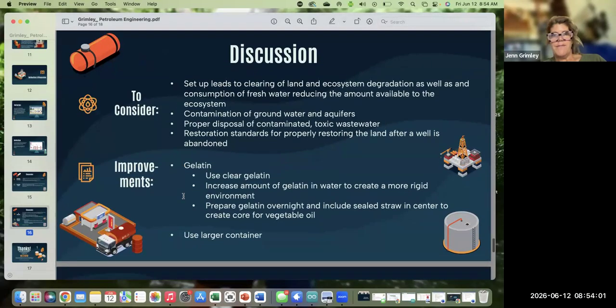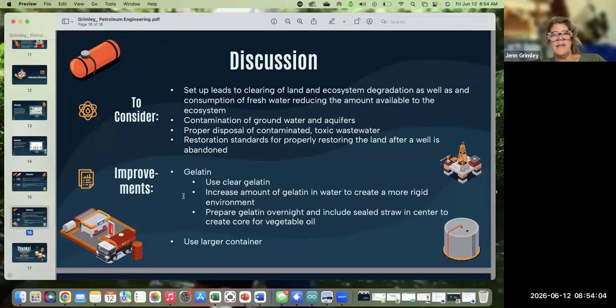And then things to consider in the process and relating it back to the actual fracturing is that setup, and this was in discussion questions. So I kind of took those questions and made it a slide. Things to consider in the fracturing process: the setup leads to clearing of land and the degradation of that ecosystem, and a lot of water is used in the process, and that consumption of fresh water reduces the amount available for the ecosystem.